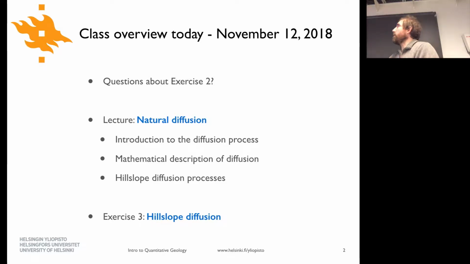We're going to talk about diffusion for the lesson this week and look at some examples of different ways in which diffusion occurs in nature, focusing mainly on erosional processes because that's an easy thing to simulate as a diffusion process. But before we do that, I wanted to ask if there were any questions about exercise number 2 that you wanted to ask at this point.